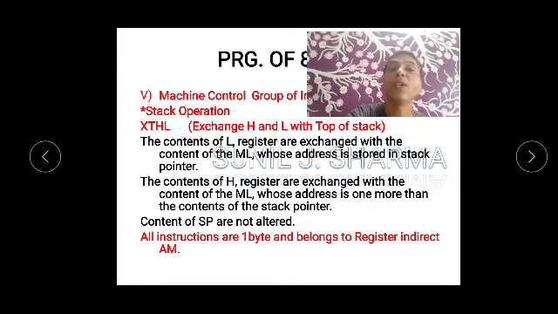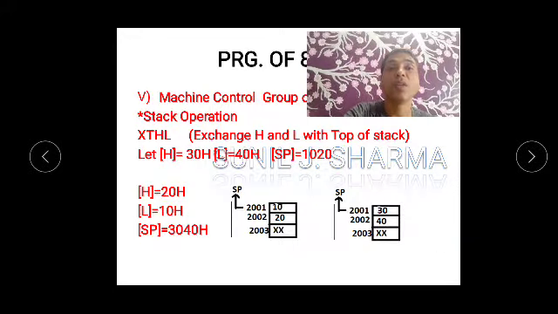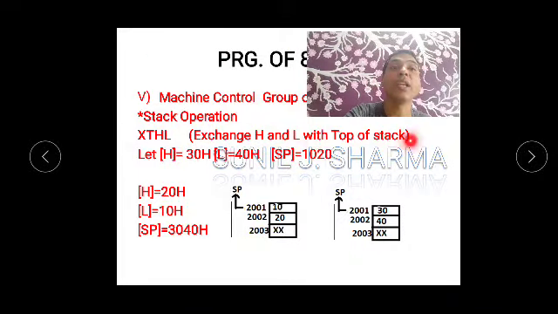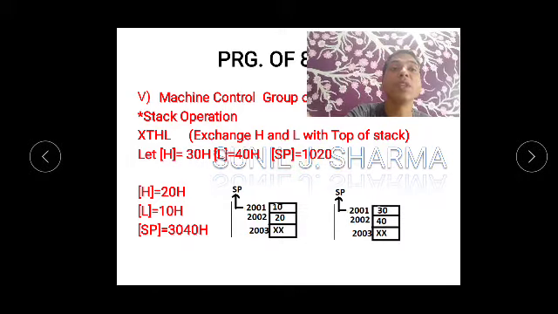Contents of stack pointer are not altered because we are not performing any push and pop operations. We are just exchanging. All the instructions are 1 byte, but they belong to register indirect addressing mode. I think it is similar to that. Now you can see XTHL, that is exchange HL and top of stack. So what happens in this case, H and L values are 30 and 40 and the stack pointer values are 10 and 20. So after this the values will get exchanged.